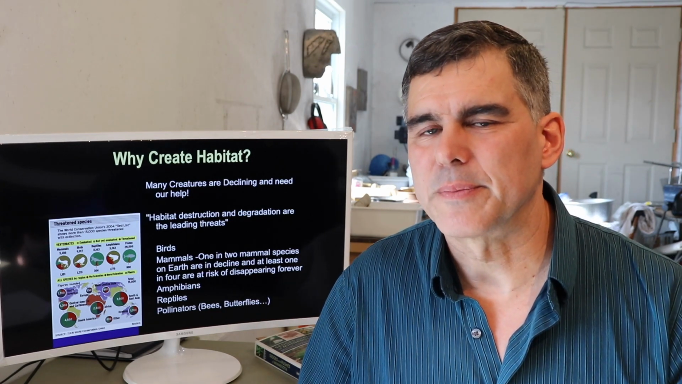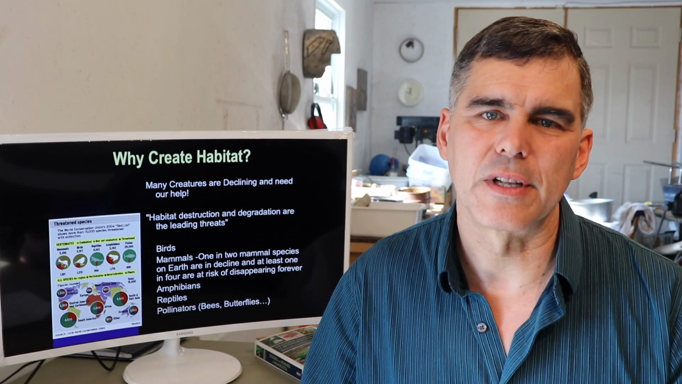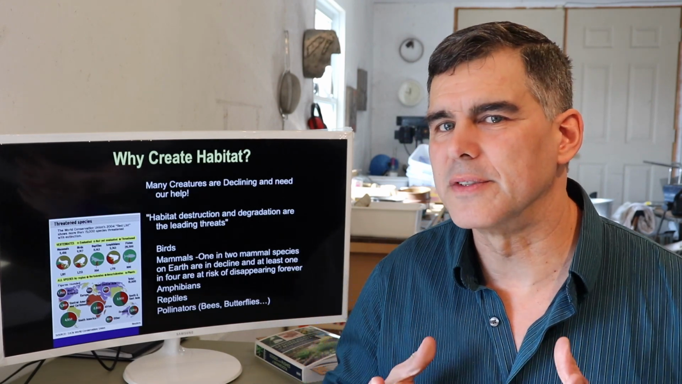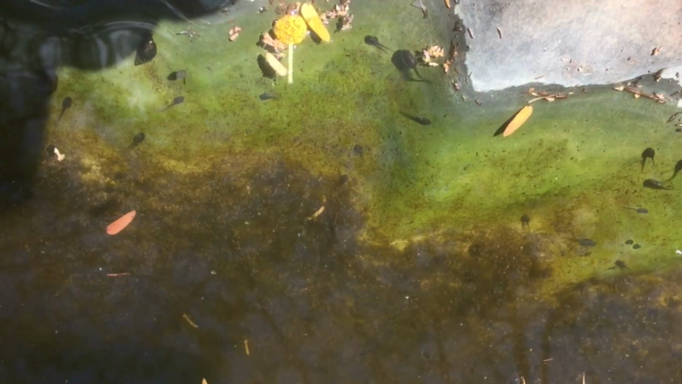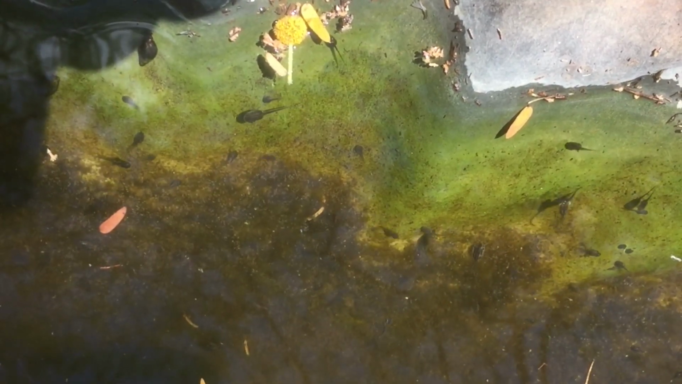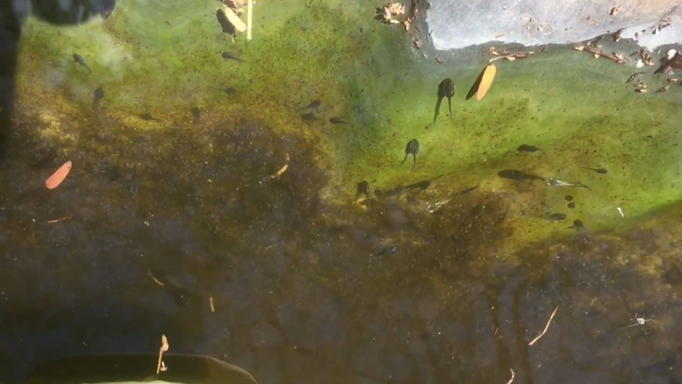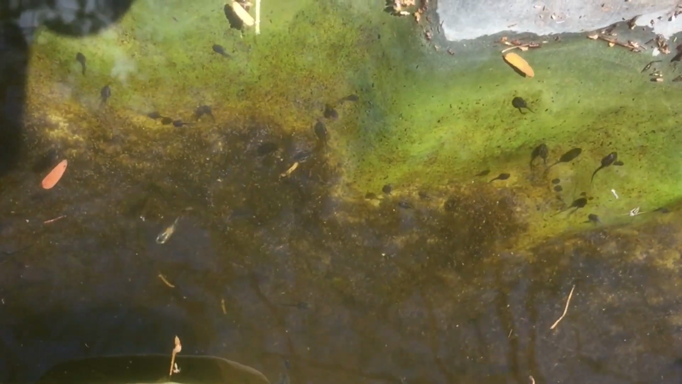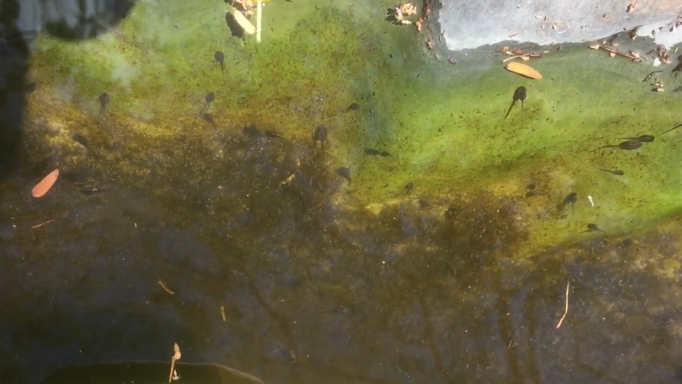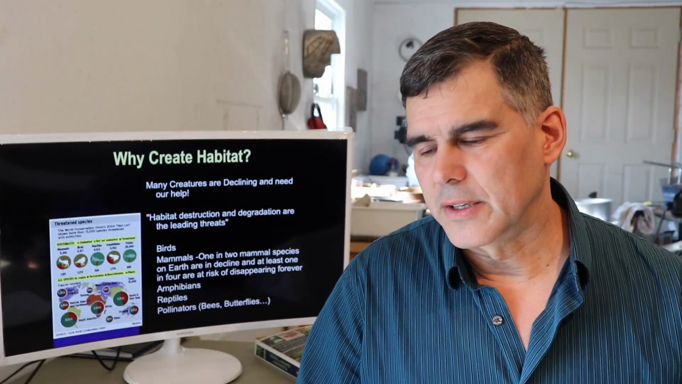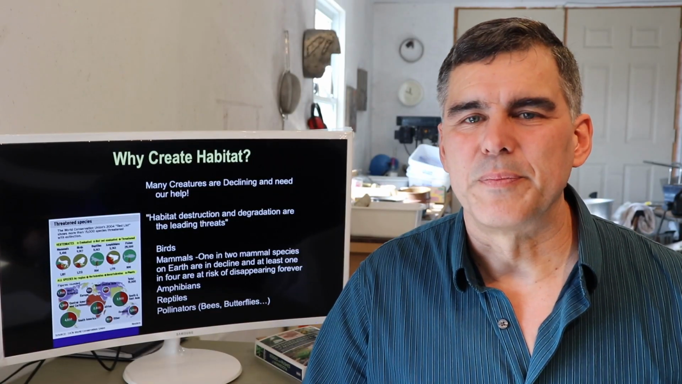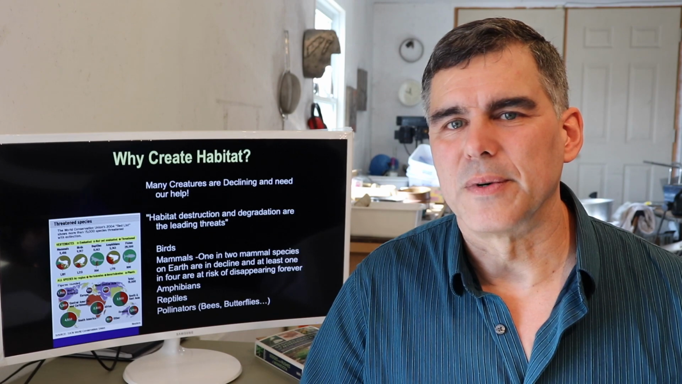So amphibians and reptiles are also species that are in decline worldwide. Amphibians are kind of the canary in the coal mine because they're absorbing everything through their skin. They breathe through their skin. So any sort of chemicals in the environment, any sort of diseases in there, and they'll start to decline. So they're declining worldwide.